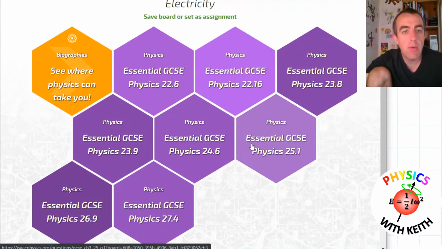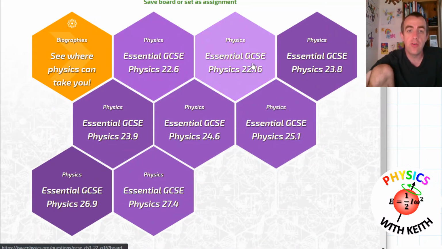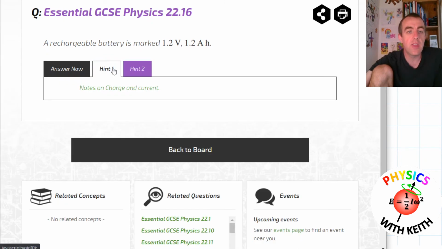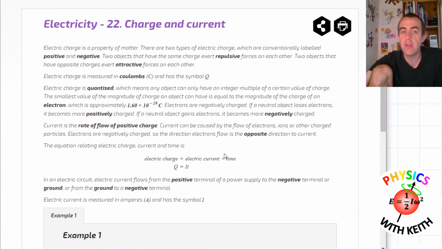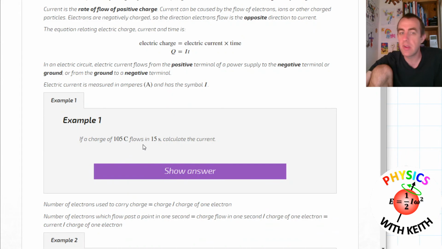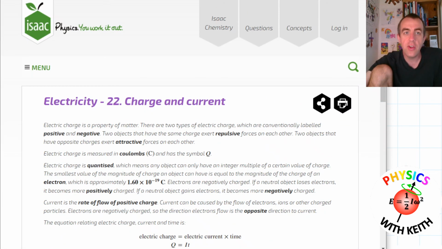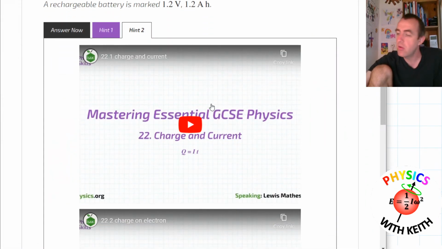Now please don't forget, when attempting questions, if you need a bit more help, then you can get it. If you choose, for example, 22.16 and you're finding this difficult, click on the Hints tab and then click Notes on Charge and Current, and it'll take you to a page that gives you a bit of background information about this. There might also be some examples you can follow before you try the question yourself. So you're not alone, there's plenty of help out there. And if you click on the Hint 2, most of these have a little video that will also explain to you how to answer these questions.